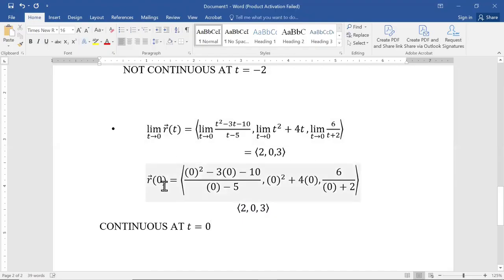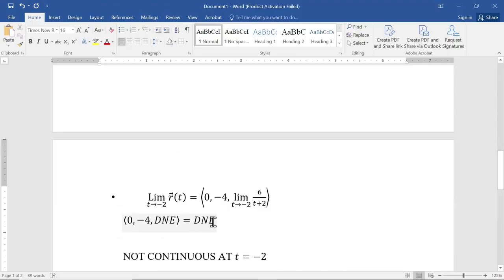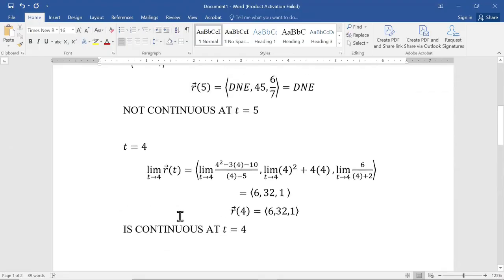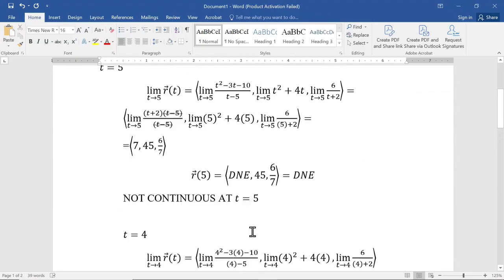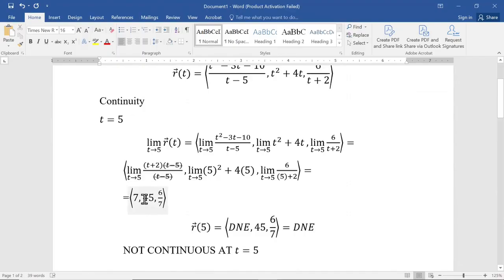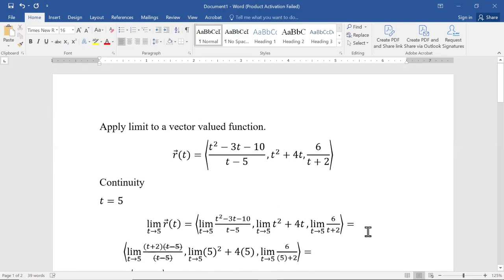So my limit and my function value match up, so it's continuous. When my limit doesn't exist, it can't match up with my function value, so I get not continuous. Here, my limit and my function value matched up again, so I had continuous. Here, my limit existed, but my function value did not, so we get not continuous. So that's how we determine continuity using the idea of limits. Limits just get applied to each component in the vector.